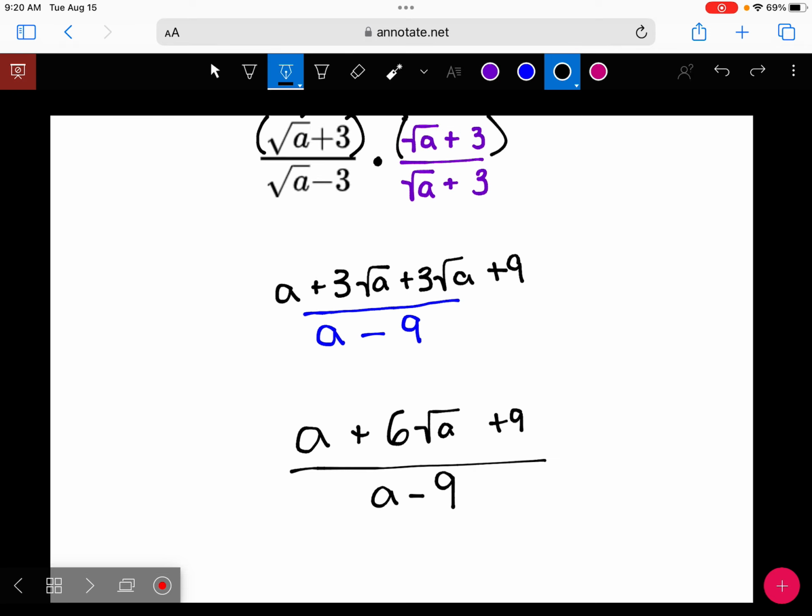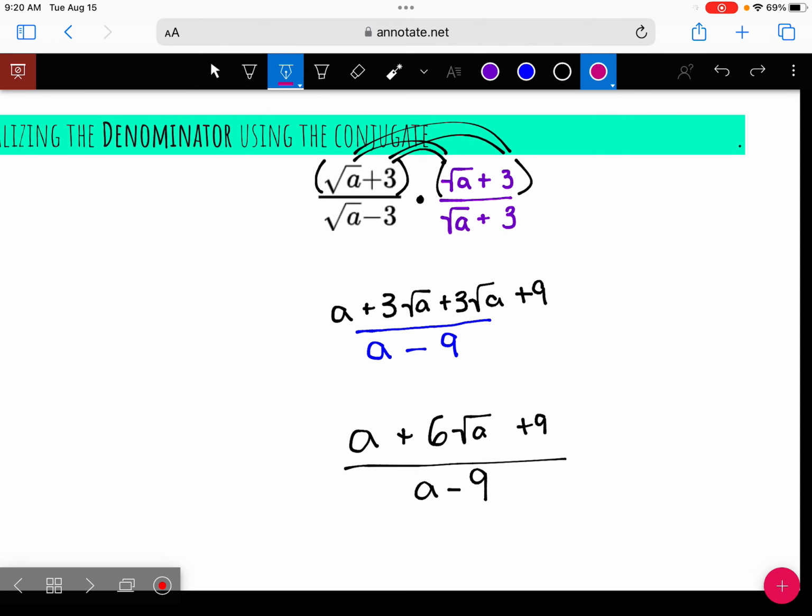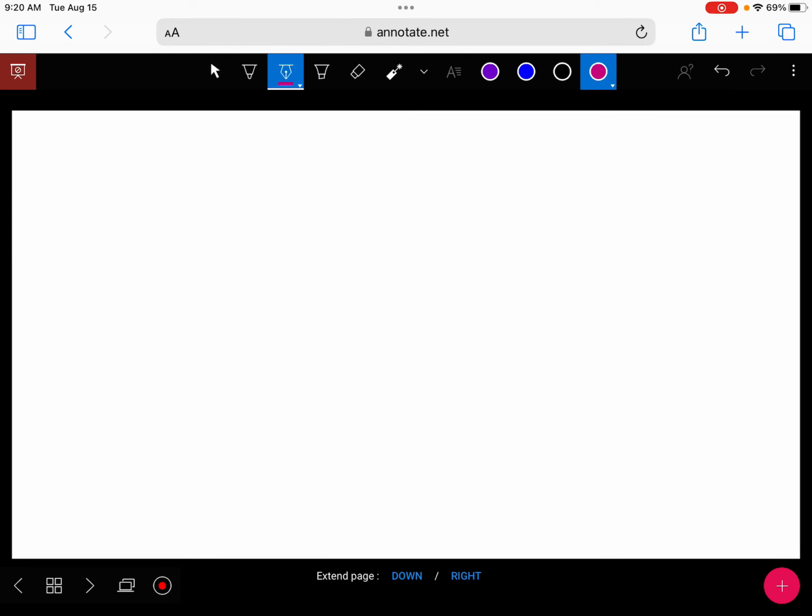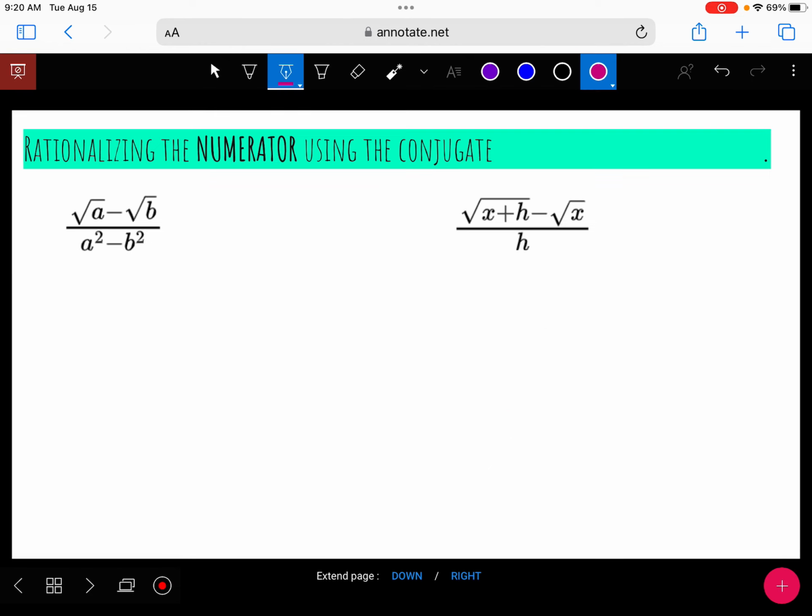Okay, so that is our answer for this one. That is rationalized denominator. We rationalized our denominator here. So rationalizing the denominator is where we get the square roots out of the denominator. We've done rationalizing the denominator a couple of times in a couple of different ways. Occasionally, because the book likes to make choices, we're going to be asked to rationalize the numerator.